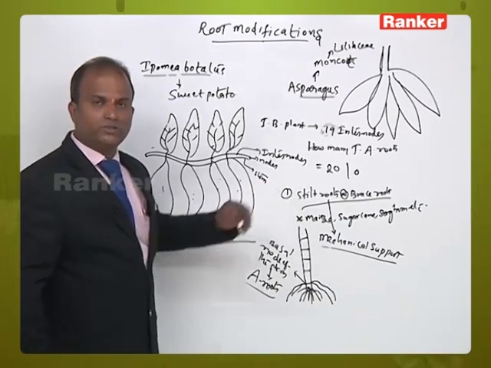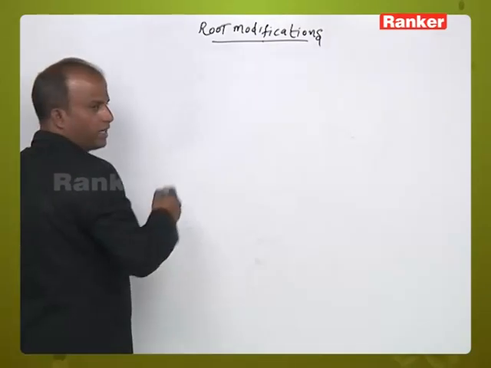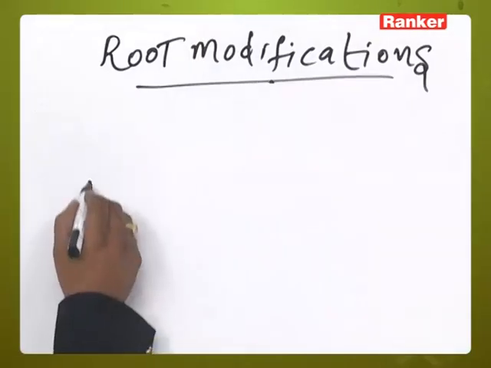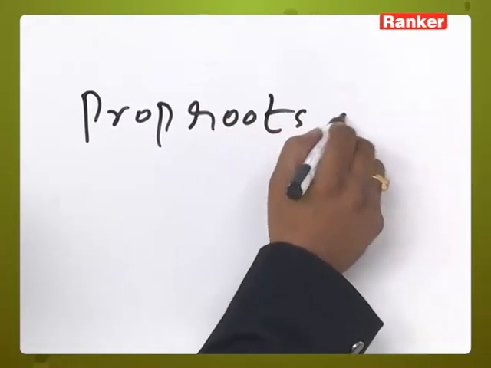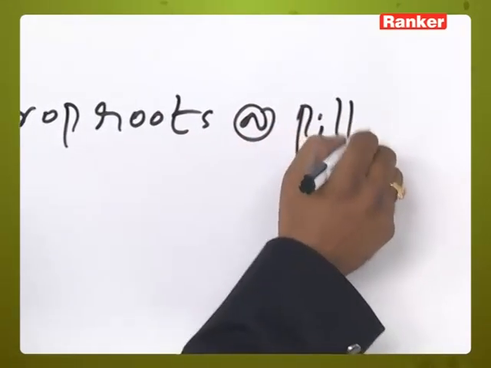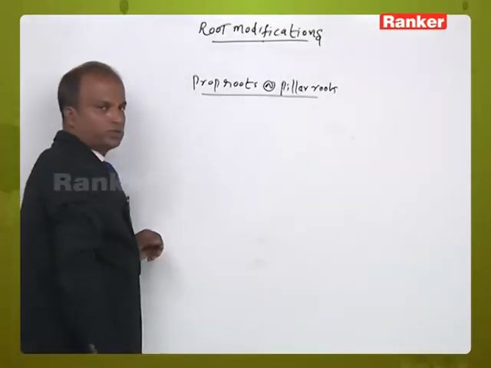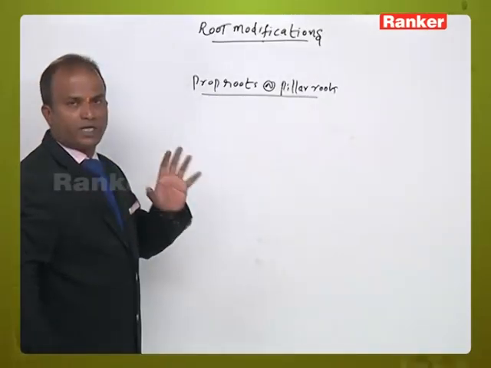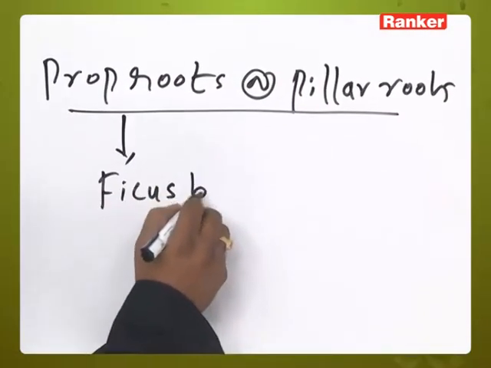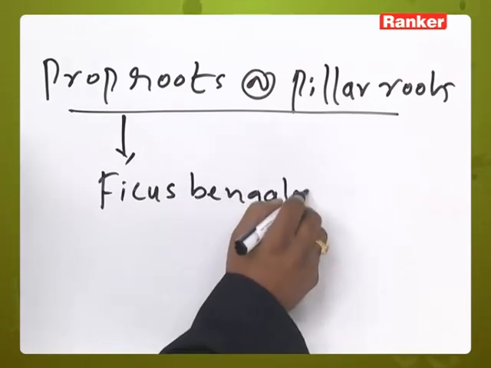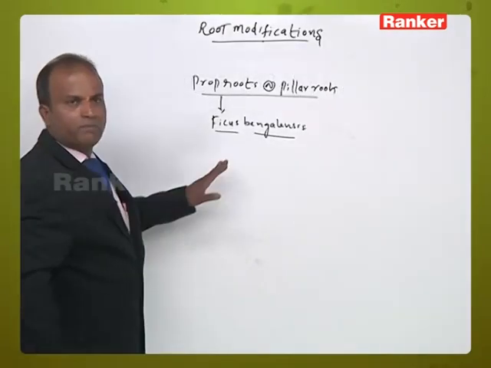After stilt roots or brace roots, another type of root is also present in plants, namely prop roots, also called pillar roots. It is shown by which plant? That plant is known as Ficus bengalensis.